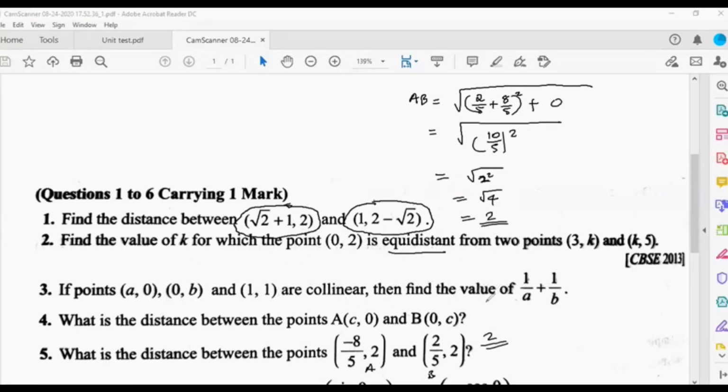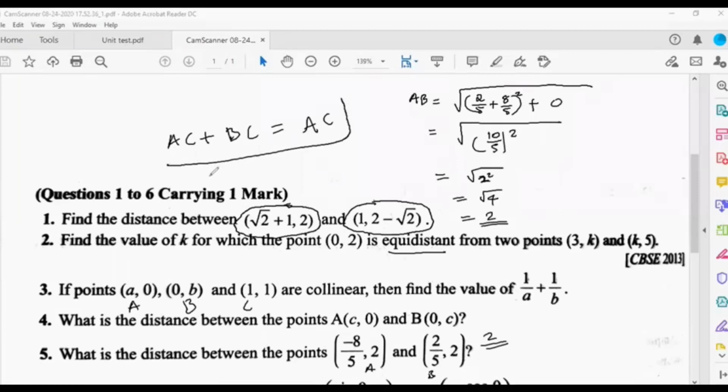And for the third question, one idea is here. Suppose A, B, C are collinear. We have studied one idea: if the 3 points A, B, C are collinear and in order, suppose C is in the middle of AB, then we know the relation AC plus CB is equal to AB. This should be in your mind.